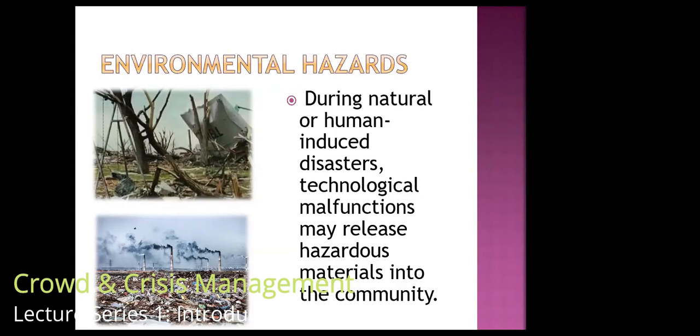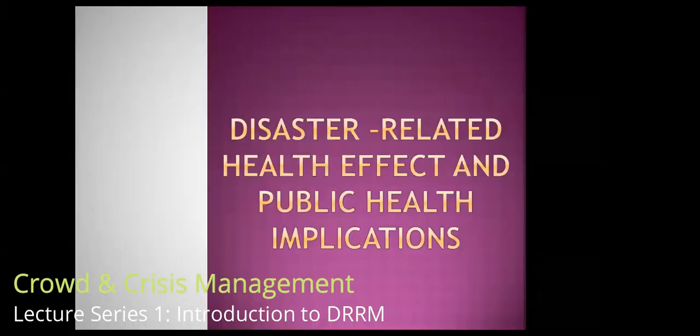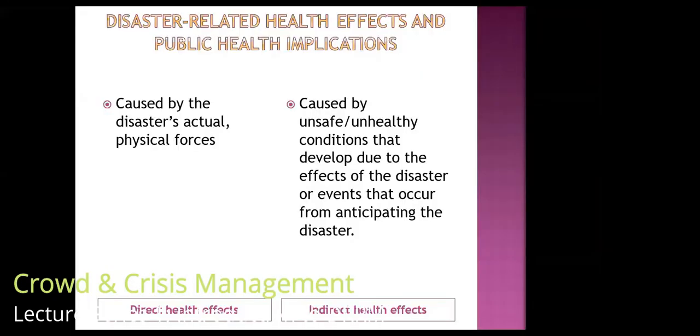So aside from the effects of the disaster, we also have disaster-related health effects and public health implications. Several factors determine the public health effects of a disaster, including the nature and extent of the disaster itself, population density, underlying health and nutritional conditions of the affected population, the level of preparedness, and pre-existing health infrastructure. So we have here the direct and indirect health effects.